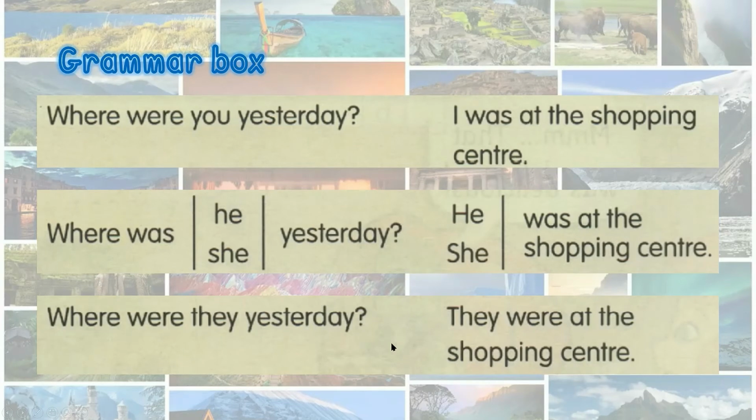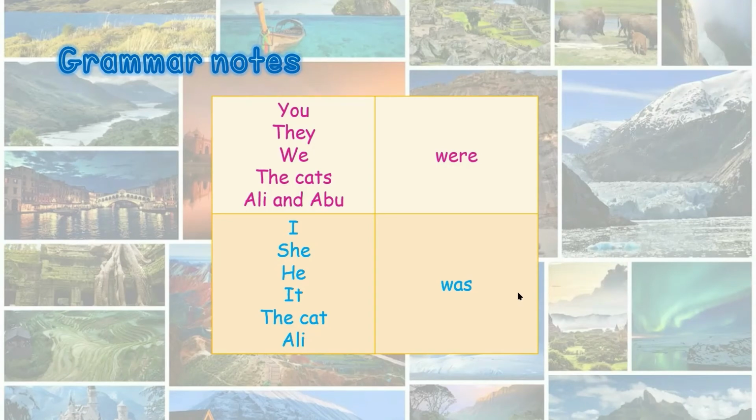From this grammar box, we know that were is used for you and they. This means that were is used for plural subjects. Was is used for I, he, and she. Was is used for singular subject. This will make it easier for you to understand. We use were for you, they, we, the cats, Ali and Abu. These are all plural subjects. We use was for I, she, he, it, the cat, Ali. These are all singular subject.